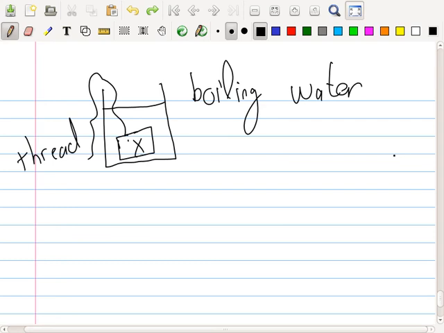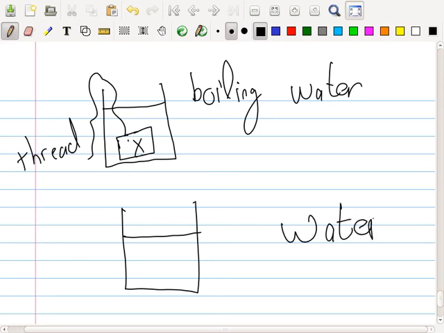Now, the next part, you put it into some water. So later, here is some water. And here is the thermometer, for measuring the temperature. And here is your block here. And now you basically calculate the specific heat capacity.